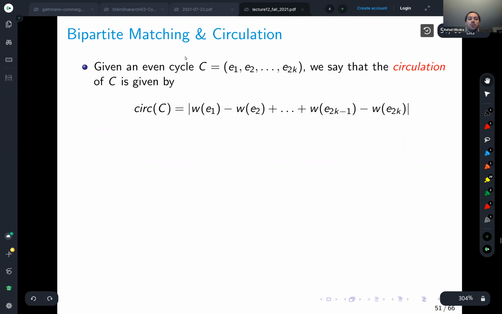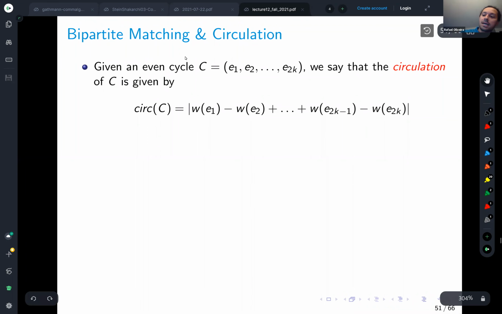All right. So bipartite matching has a companion which is called circulation. So what is a circulation? If I give you a graph and I give you a cycle, by the way, since my graph is bipartite, I know I don't have odd cycles. So all the cycles are going to be of even length. So given an even cycle of my graph, we can define the circulation of the cycle.